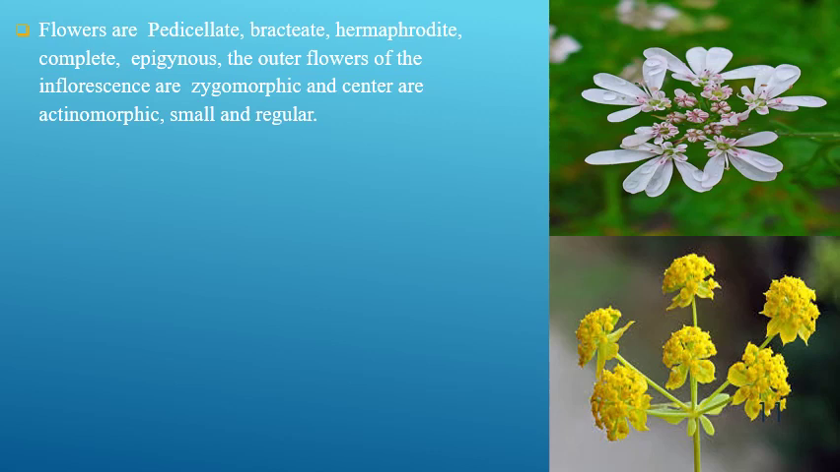Both male and female reproductive parts of the flower are present on the same flower, so the flowers are hermaphrodite. Calyx and corolla both are present, due to which flowers are complete. In the Apiaceae family, the ovary is inferior, so due to this position we refer to it as epigynous.